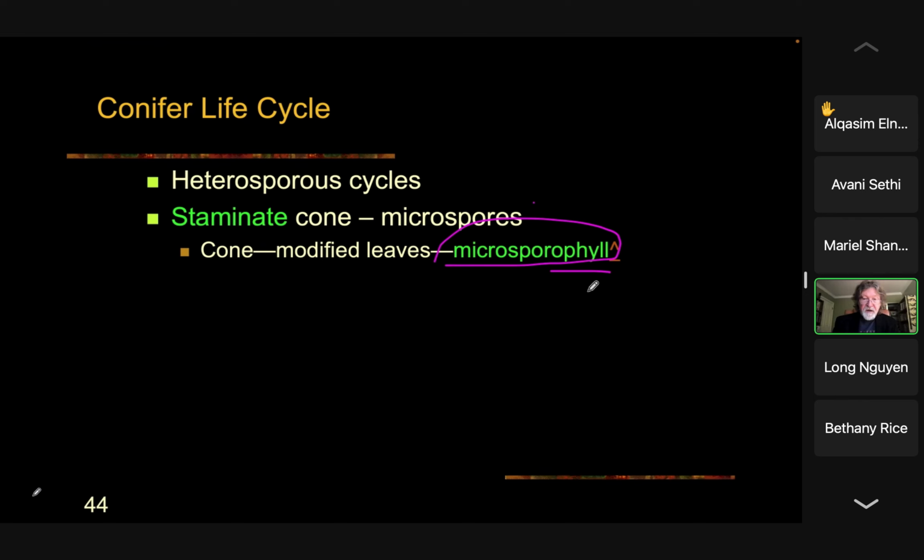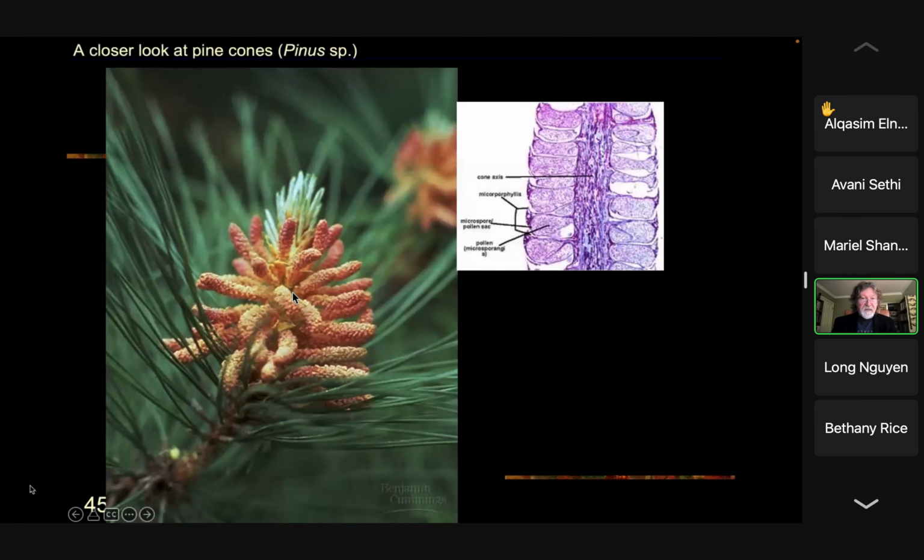Okay, so it looks like I have a hyperlink here. Let me go to it. Okay, so this is not a male cone. This is a cluster of male cones. And so this right here is one cone, a micro cone, a male cone, okay, staminate cone. And you have all these scales on it, and each of the scales is a modified leaf.